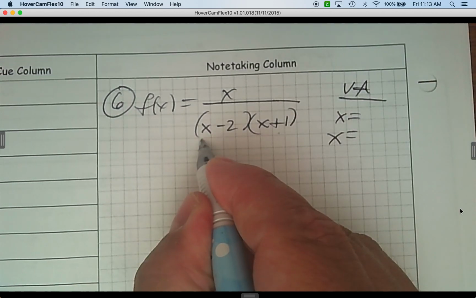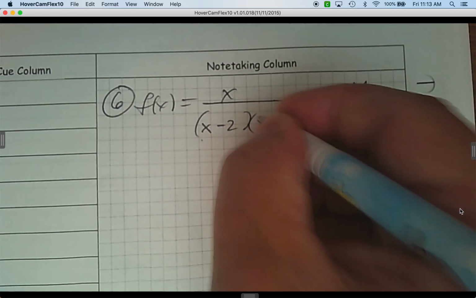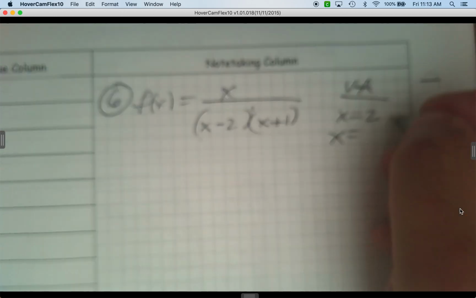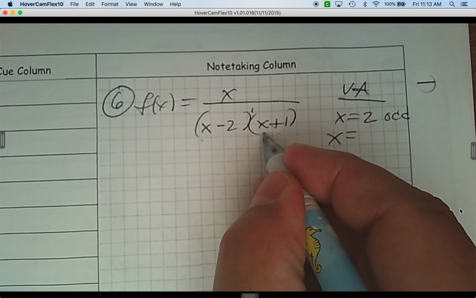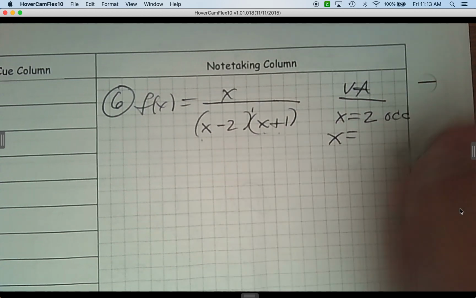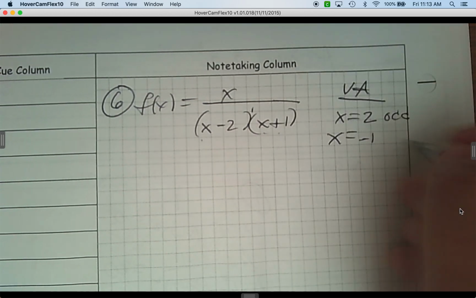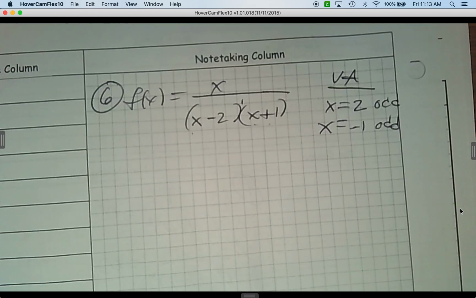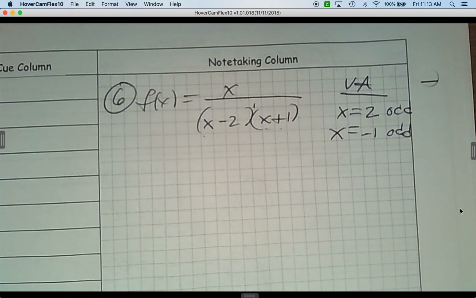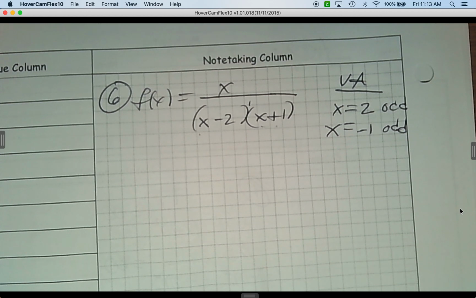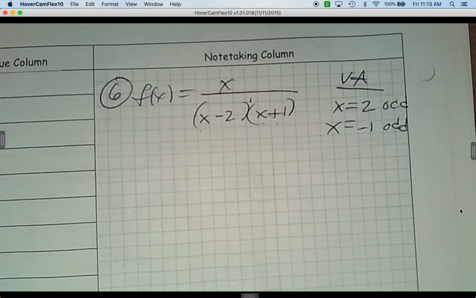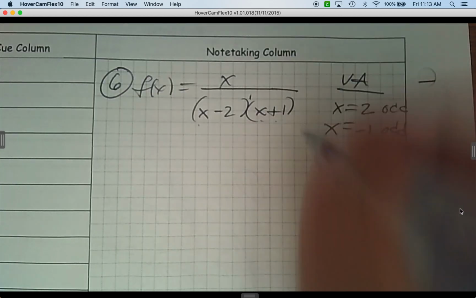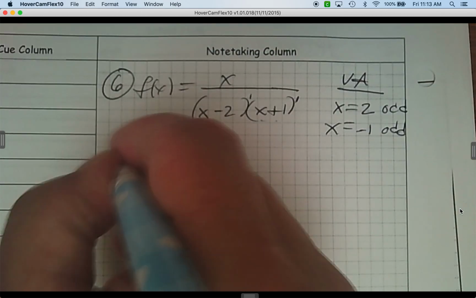So these are non-removable. Those are vertical asymptotes. One vertical asymptote is at +2, and the exponent is odd. The other one is at -1, and again, the exponent is odd. So for both of these asymptotes, it would go up in one direction, and on the other side it would be going down. They go in opposite directions if the exponent is odd, or in the same direction if there's an even exponent.